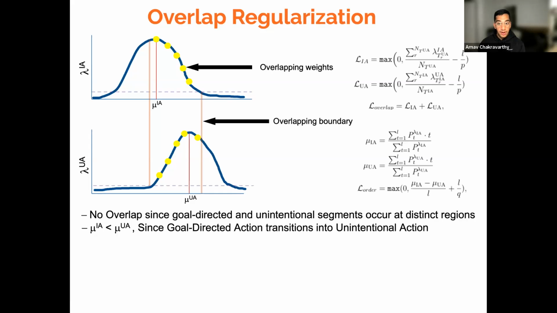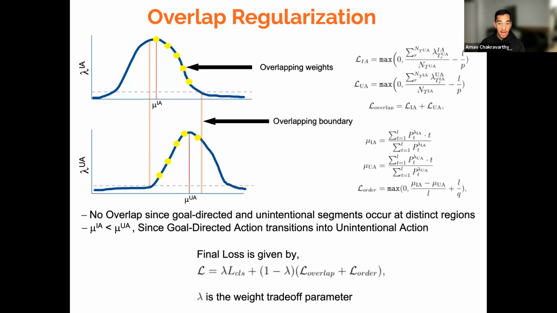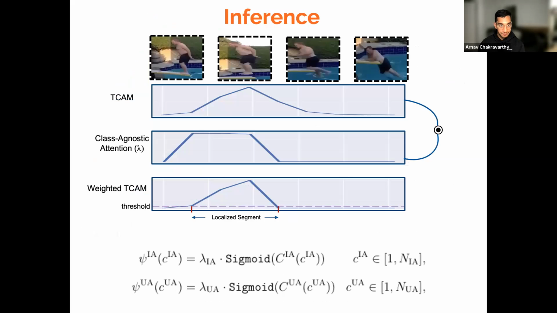In order to incorporate the order, we ensure that the expectation of the goal-directed attention map is lesser than that of the unintentional counterpart. We also regularize the overlap between any of these two attention weights. As seen in the figure, the yellow dots lie within the overlap region and contribute to the loss function. Our final training objective is a weighted sum over the classification MIL loss as well as the overlap regularization loss.